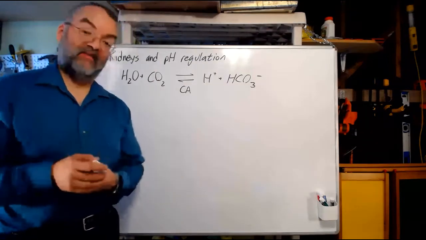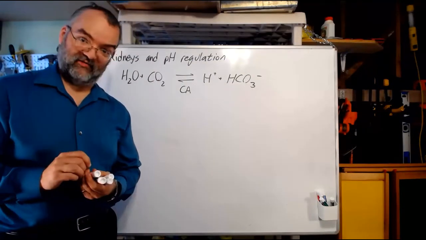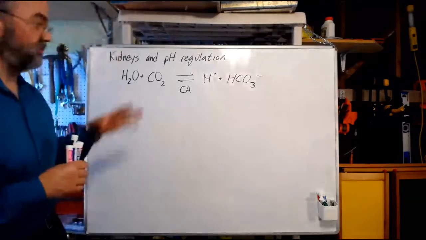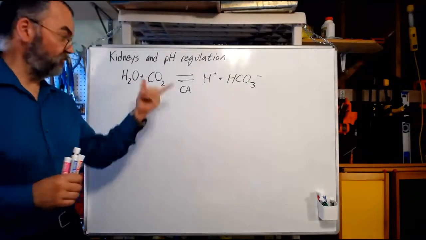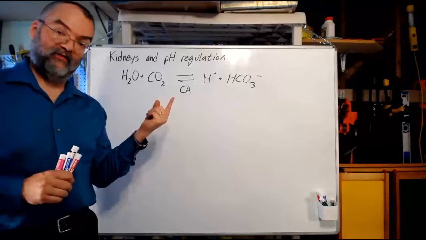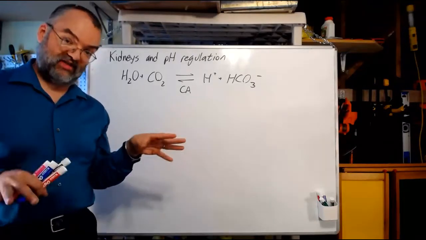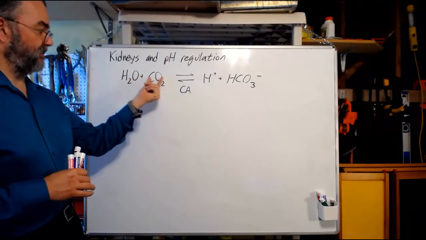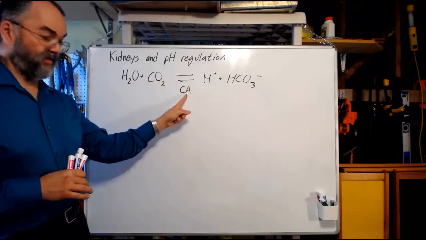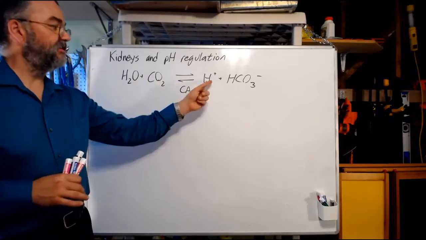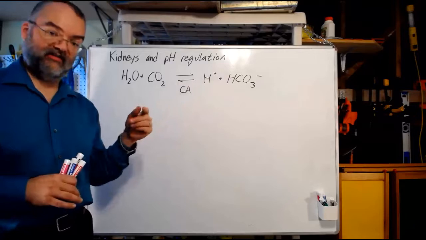All right, let's talk about how the kidneys are involved in pH regulation. To talk about this, we have to remember a few things. One, you've learned before the bicarbonate buffer. This is one of the major ways that our body changes pH. Remember, water can react with carbon dioxide with the enzyme carbonic anhydrase to produce protons and bicarbonate.